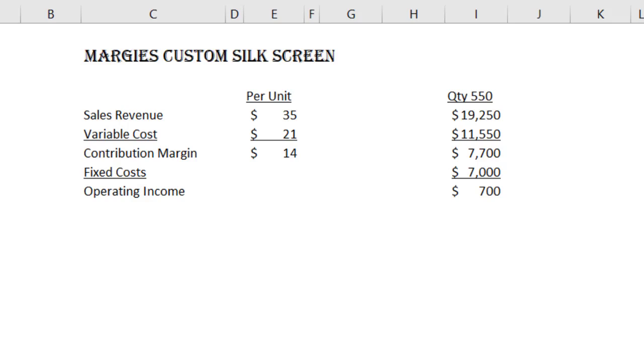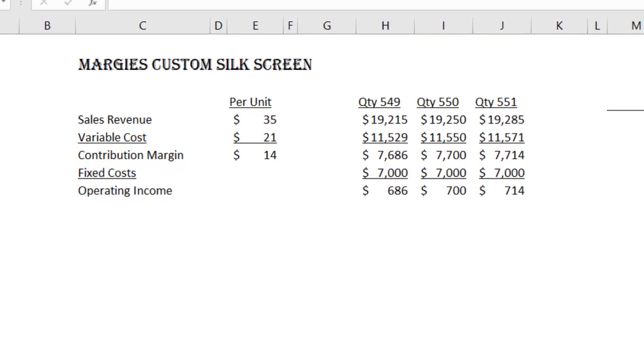As you recall, fixed costs would be something like rent of the building or the salary of the manager of the silkscreen shop. Those are all fixed costs because she has to pay them whether or not she sells any of her shirts at all. Let's take a closer look at variable and fixed cost. Remember, those are considered cost behaviors.